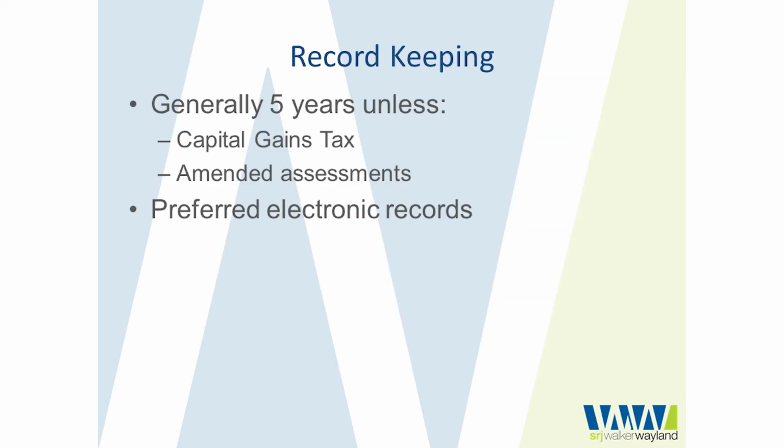Another question I get asked a lot is, how long do I have to keep all my records for? The answer is simple. Generally, it's 5 years, unless you have a capital gains tax event, and then it's a bit longer, and you need to talk to your accountant about when that event is, for how long you need to keep your records for, or where you've been subject to amended assessment. But generally it's 5 years. The ATO prefers electronic records because they don't fade, and Receipt Bank will certainly assist in this way.